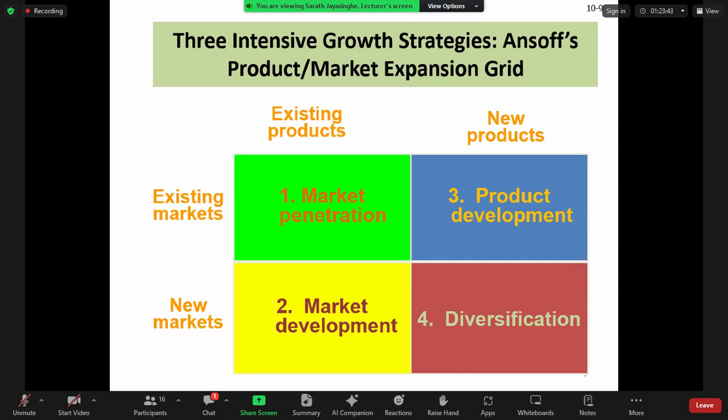Yes, sir. So in this stage, companies make more sales without changing their products. In this stage, companies improve some areas like advertising, prices, like that, sir.